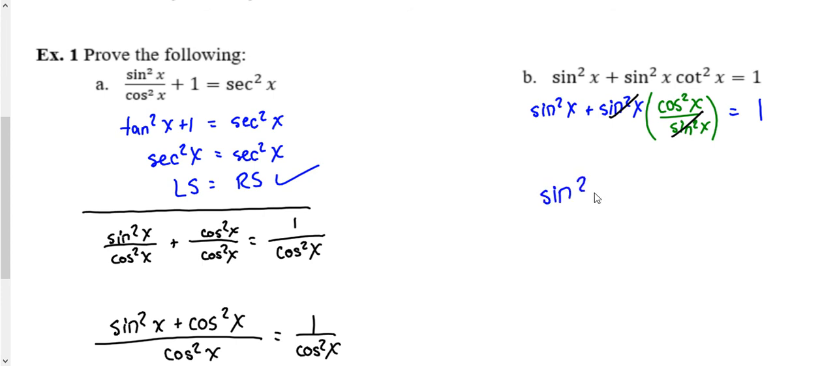I'm left with sine squared x plus cos squared x equals 1. And of course, again, this here, sine squared x plus cos squared x, that's your Pythagorean identity. So that's the same thing as saying 1. That's equal to 1. So I can say left side equals my right side. So now my proof is complete.